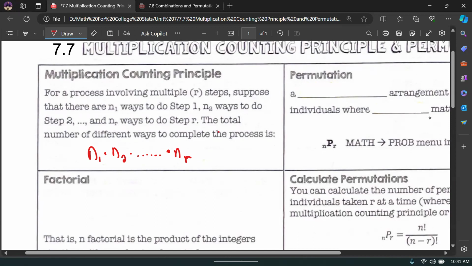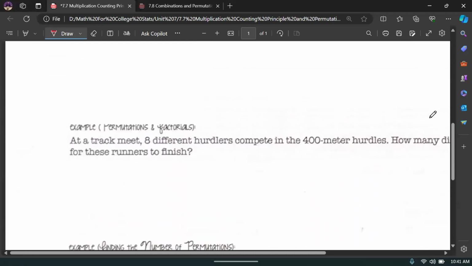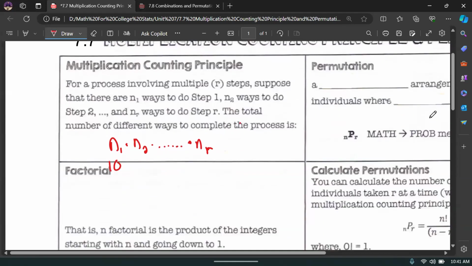So there are 10 possibilities for the first number, because 0 to 9, that's 10 digits. There are 10 ways to do step two, 10 ways to do step three, 10 ways to do the fourth digit, 10 ways to do the fifth digit. So you can find out how many different lock combinations there would be, basically. That's what this formula is saying.